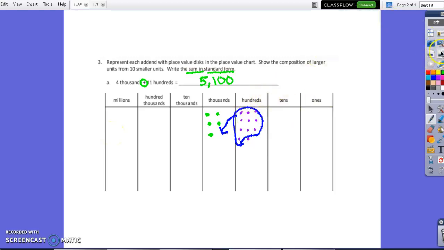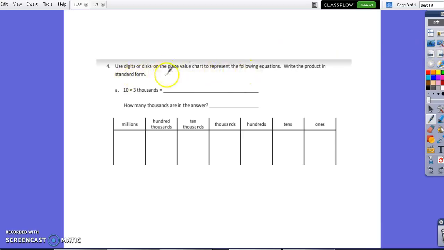So we did that with addition, and now we're going to do the exact same thing, but we're going to write the product in standard form. Product tells us we're going to multiply. So we have 10 groups of 3,000s. I'm going to go to our thousands column, and if I have 10 sets of 3, I'm going to go 1, 2, 3, 1, 2, 3, 1, 2, 3. I have 3 sets, 4 sets, 5 sets, 6, 7, 8, 9, 10. So it asks how many thousands are in the answer. I know I'm going to have 30 thousands because 10 times 3 is equal to 30.